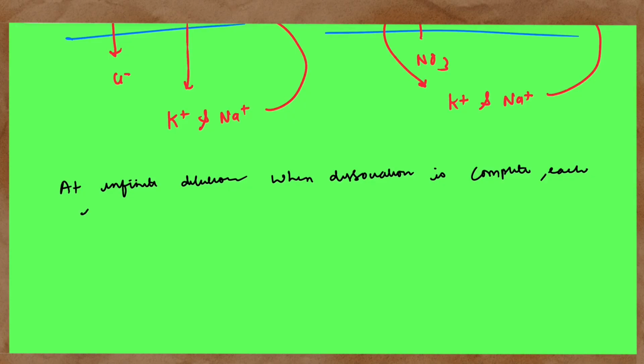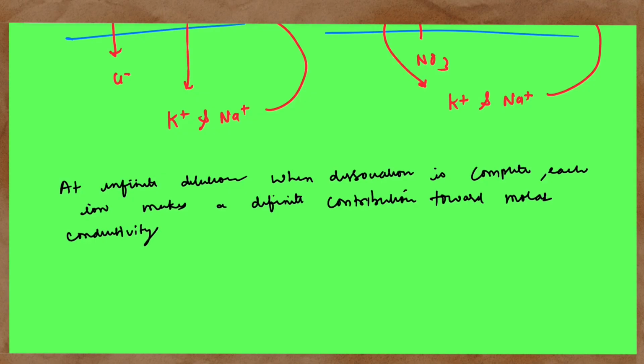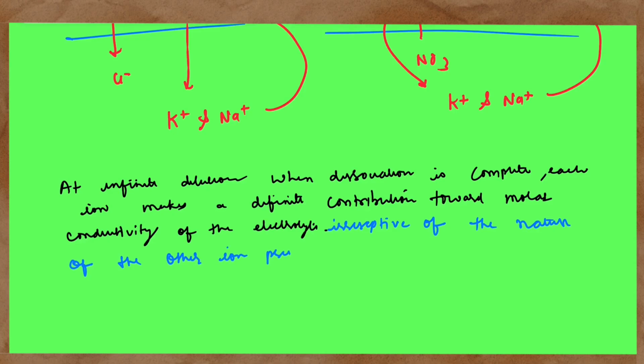Each ion makes a definite contribution toward the molar conductivity of the electrolyte, irrespective of the nature of the other ion present with which it is associated.